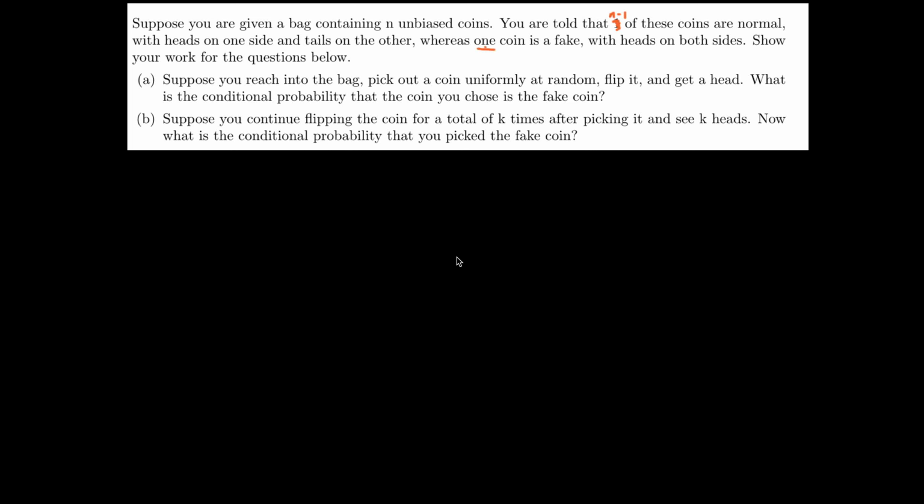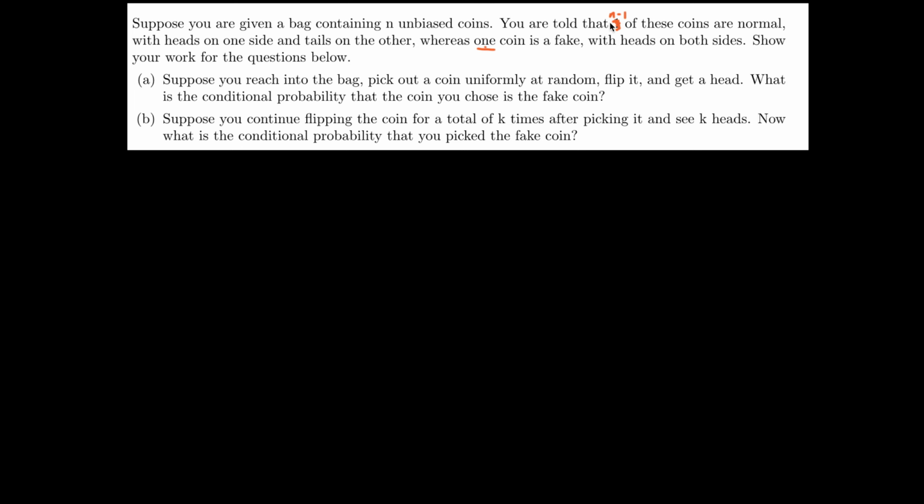In this problem, we're going to look at the first problem from our in-class problem set on probability, where the question is as follows. Suppose you're given a bag containing n unbiased coins. You're told that n minus 1.